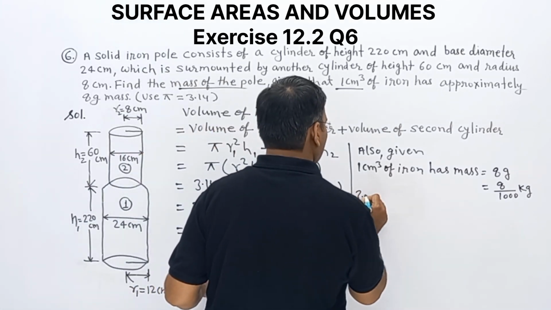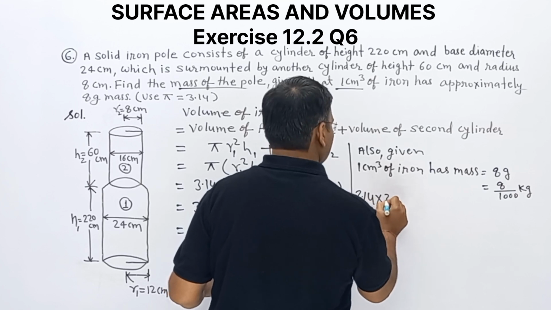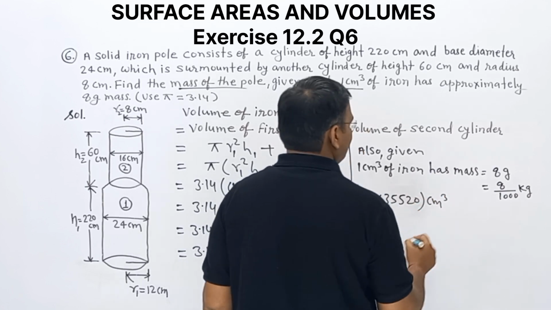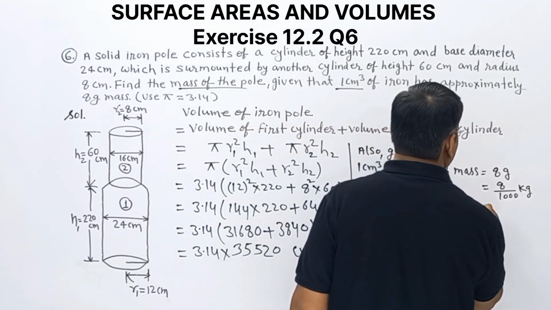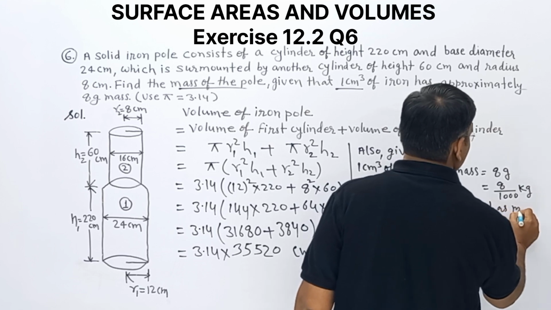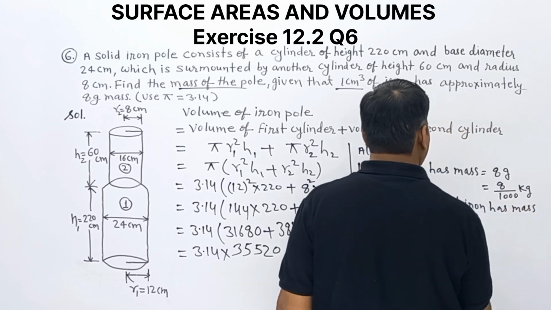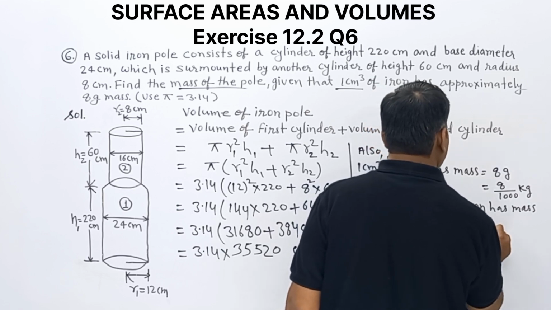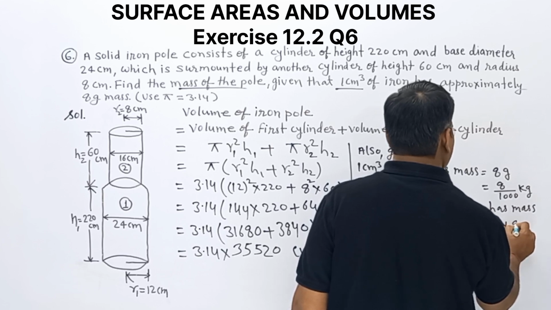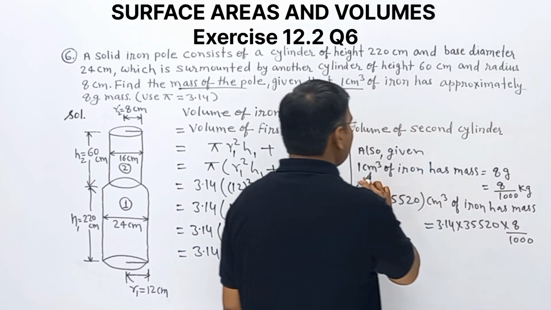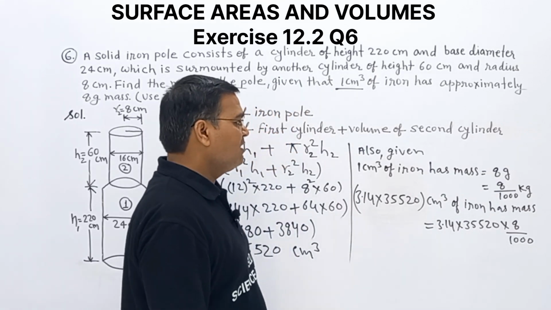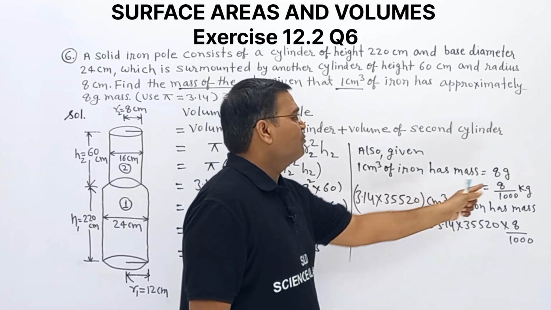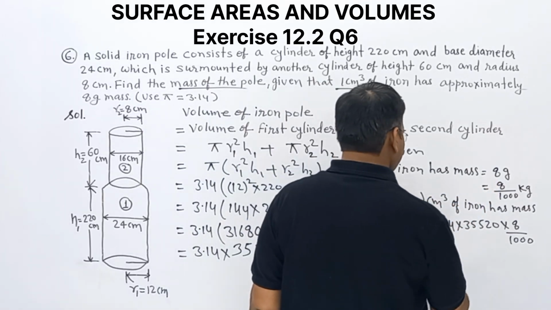So 3.14 into 35520 centimeter cube of iron pole has mass equal to 3.14 into 35520 into 8 upon 1000. We will multiply, 1 centimeter cube having this mass in kg. Now the total volume we have, we will multiply this from this one we are writing. Clear? Now multiply.